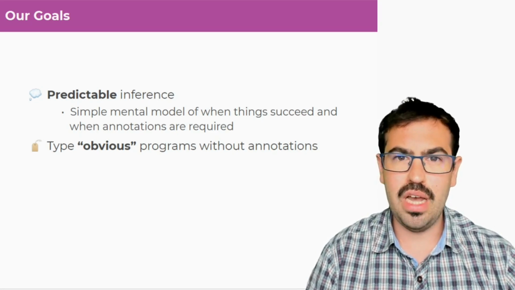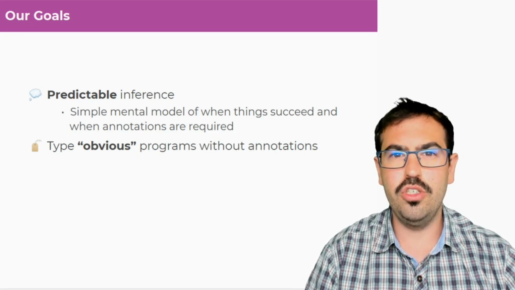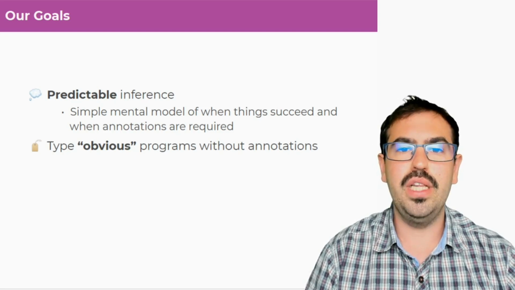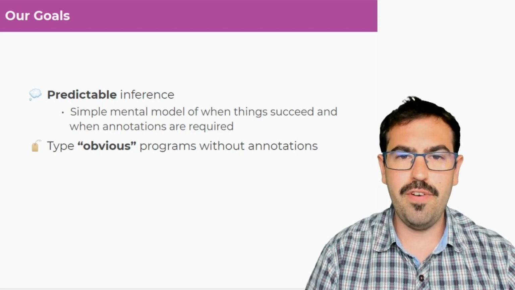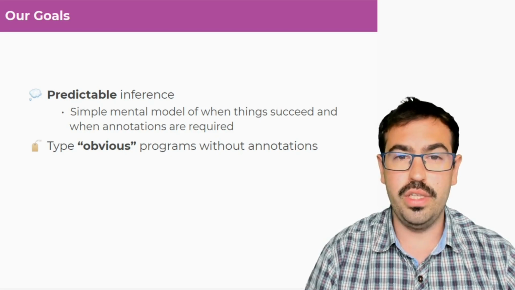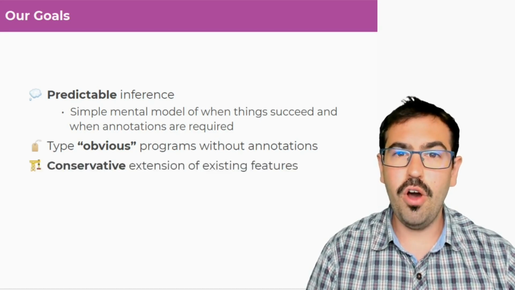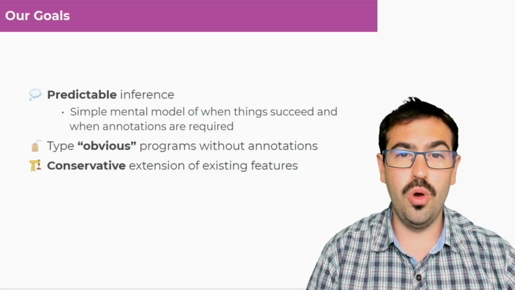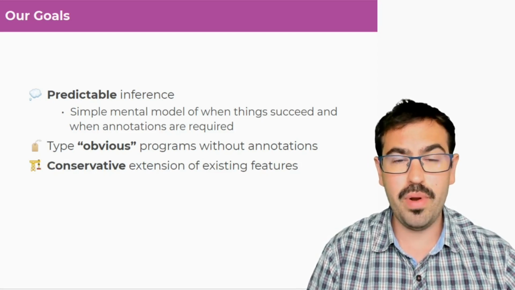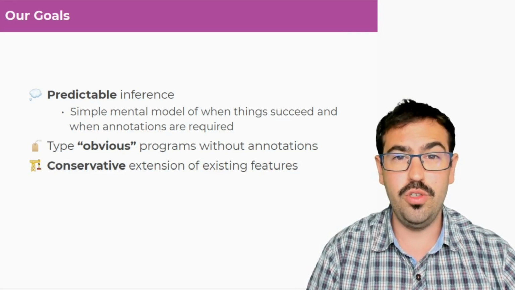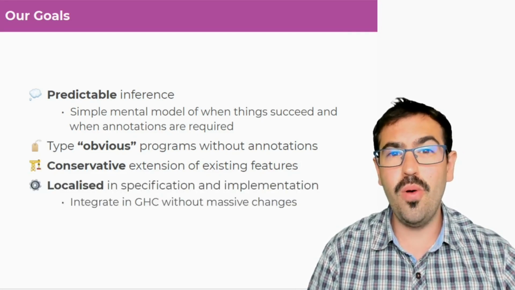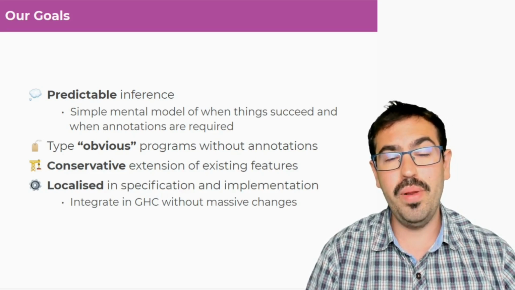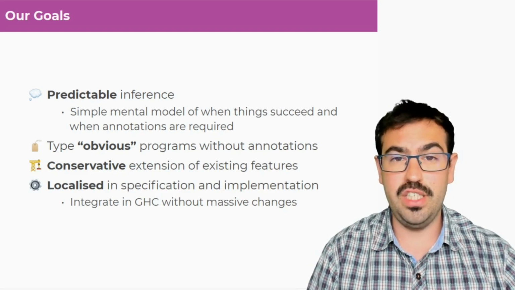And many of the examples I've shown here are also typable without annotations. So we really want to push for getting as much impredicativity information as we can, so that developers don't have to annotate all the time. The other goal we had is to be a conservative extension of existing features. So we want this to be compatible with type classes, type families, everything which is already in GHC, and also to be localized in specification and implementation. Because, as I was saying, we want to implement this in GHC without massive changes.